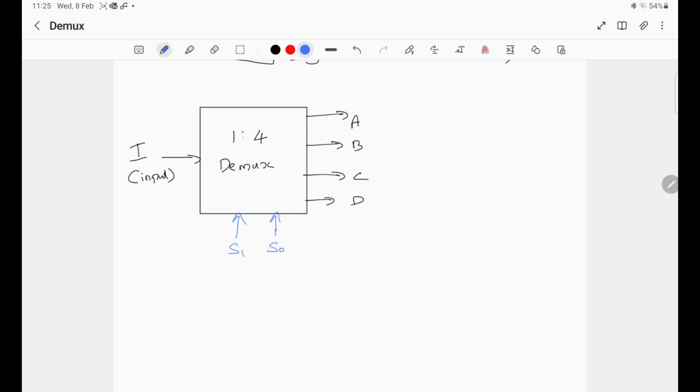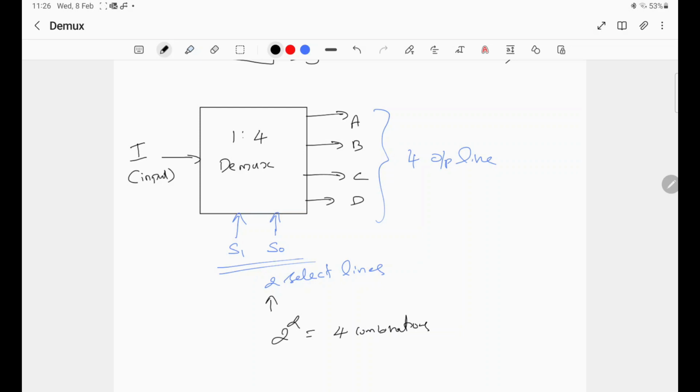Why are there only 2 select lines? Because we have only 4 output lines. So with the help of 2 select lines, we can control 4 output lines, because 2 select lines mean 2 squared, which is 4 combinations. That means there are only 4 selections. We can control all 4 output lines with the help of 2 select lines.